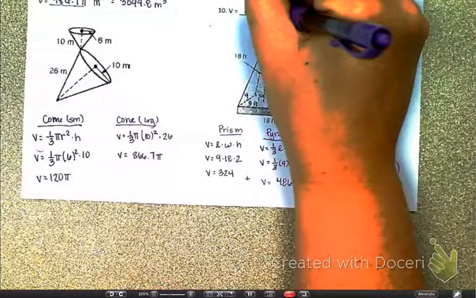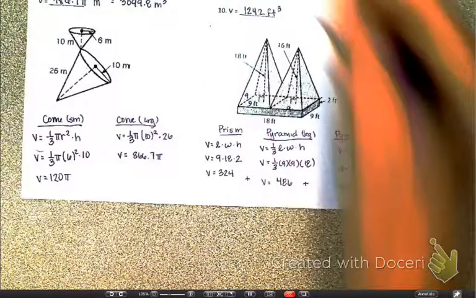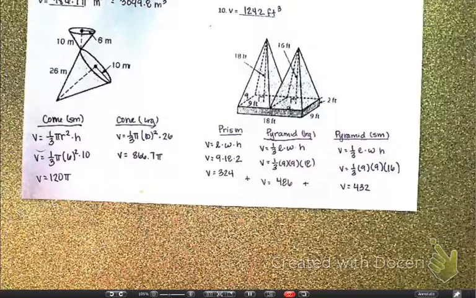1,242 feet cubed. So composite figures is everything you've done. You just have multiple figures together. Any questions on that? No? Okay.